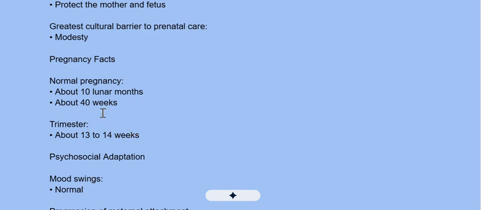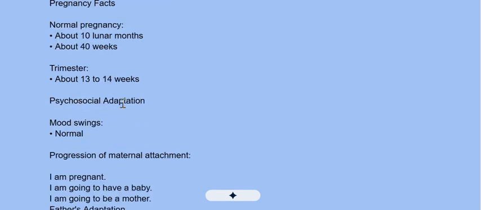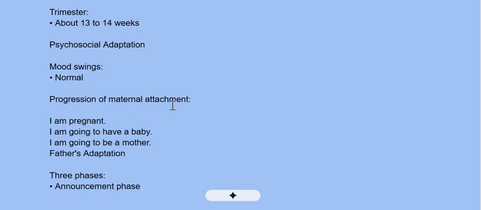Normal pregnancy lasts about 10 lunar months, about 40 weeks. Trimester is about 13 to 14 weeks. Psychosocial adaptation: mood swings are normal. Progression of maternal attachment: I am pregnant. I am going to have a baby. I am going to be a mother.